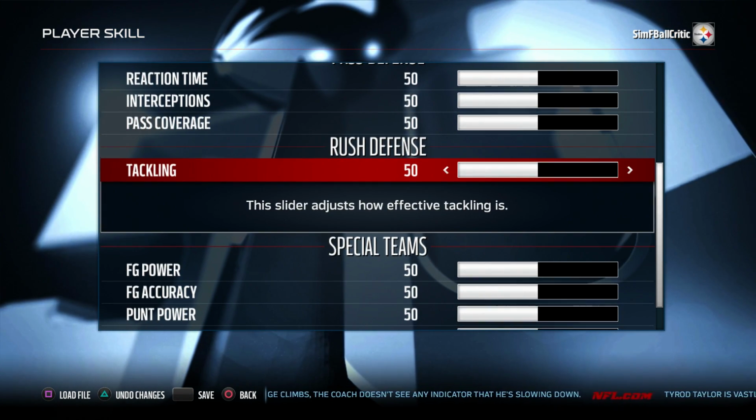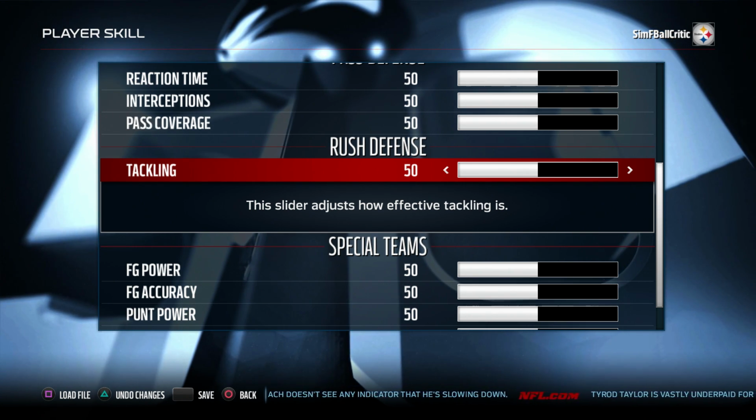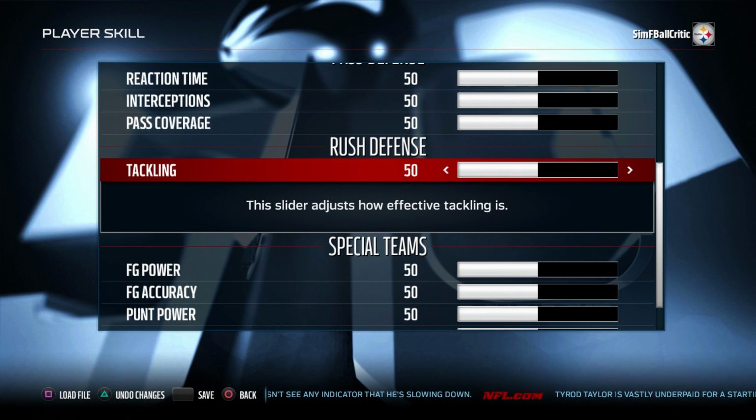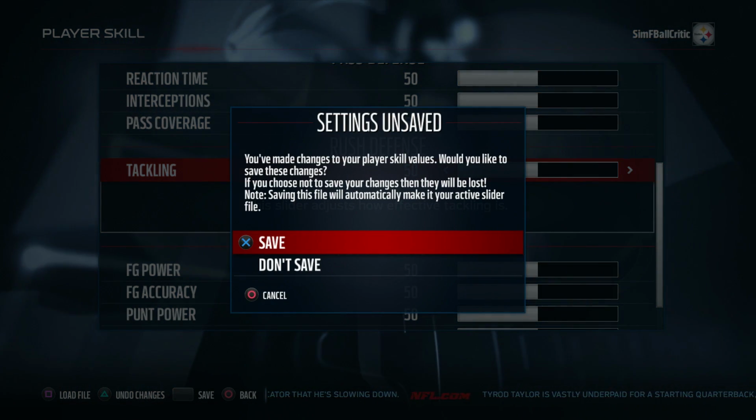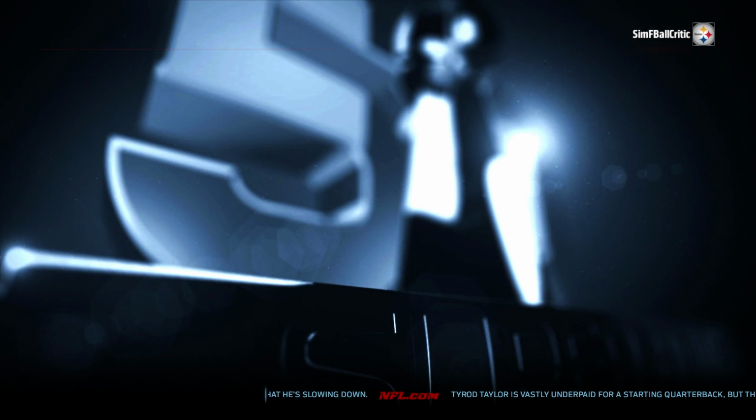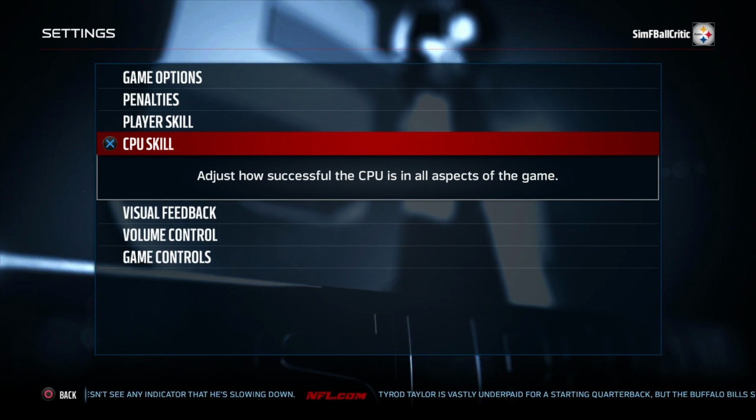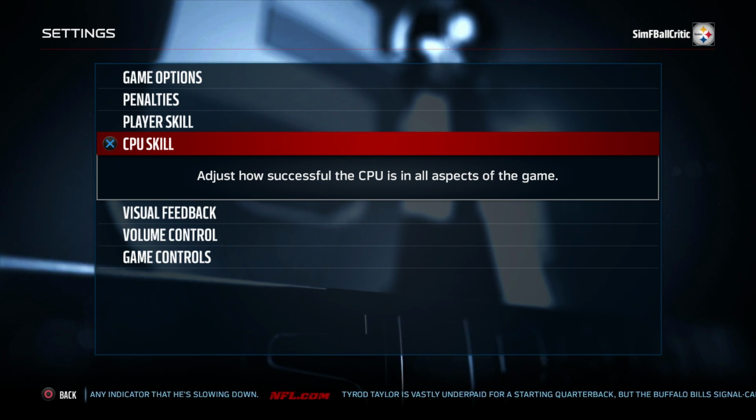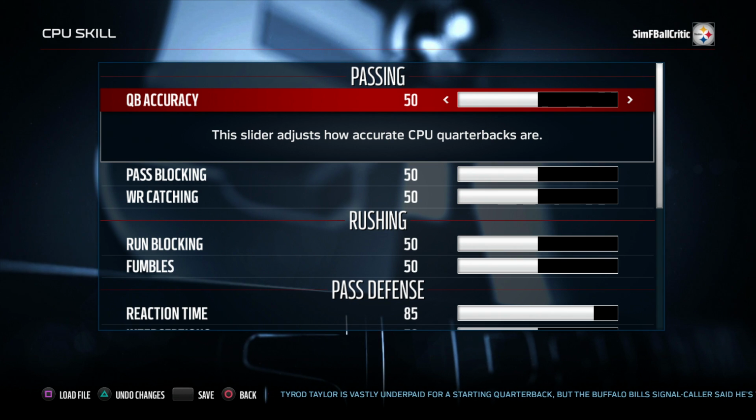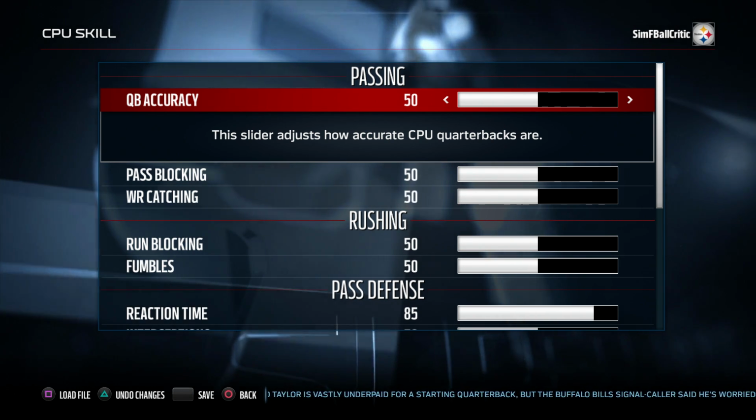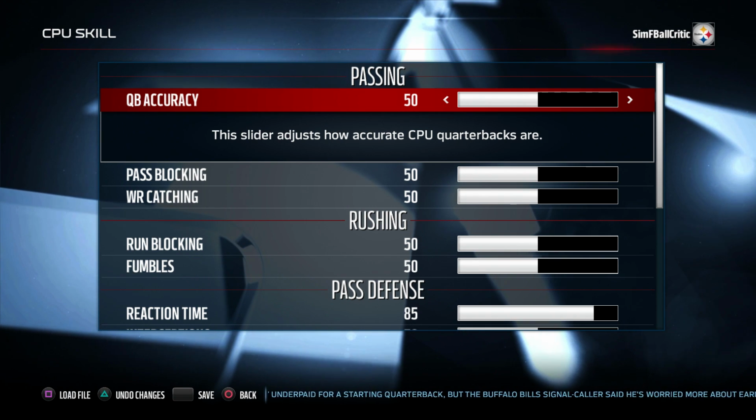All right, so let's go over it again. Number one, it basically increases or decreases the dice roll effect. Just like it says here, this slider adjusts how effective tackling is, and you notice if you turn that down to 0, you're going to see all types of broken tackles. The next thing is that CPU skill adjusts how successful the CPU is in all aspects of the game, meaning your CPU opponent, not your CPU players. Your CPU players will be based off of how you set the player skill slider.